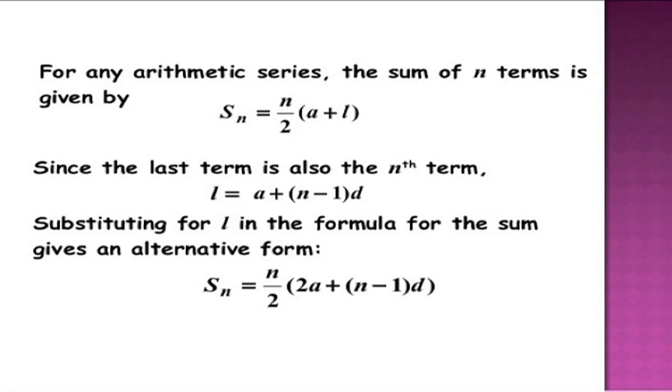Since the last term is also the nth term, the last term can also be written as l is equal to a plus (n minus 1) multiplied by d. Substituting for l in the formula for the sum gives an alternative form, which is Sn is equal to n by 2 (2a plus (n minus 1) d).